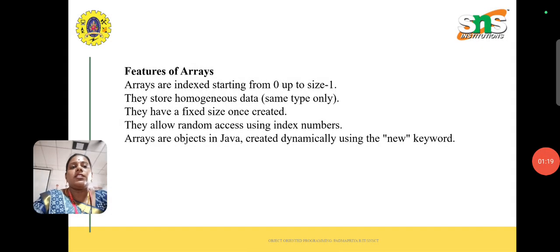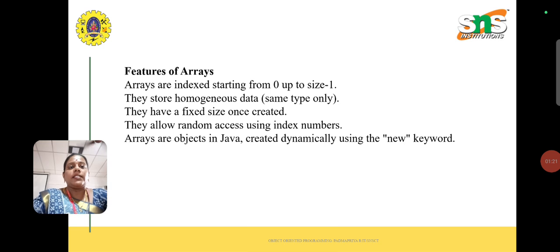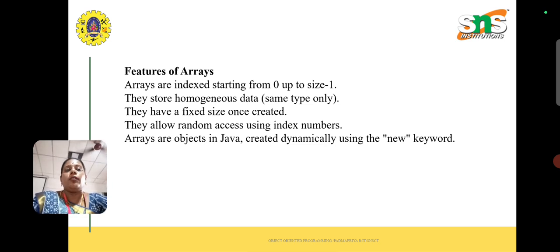So what are the features of arrays? Arrays are indexed starting from 0 up to size minus 1. They store homogeneous data. They have a fixed size once created, and they allow random access using index numbers. Arrays are objects in Java, created dynamically using the new keyword.